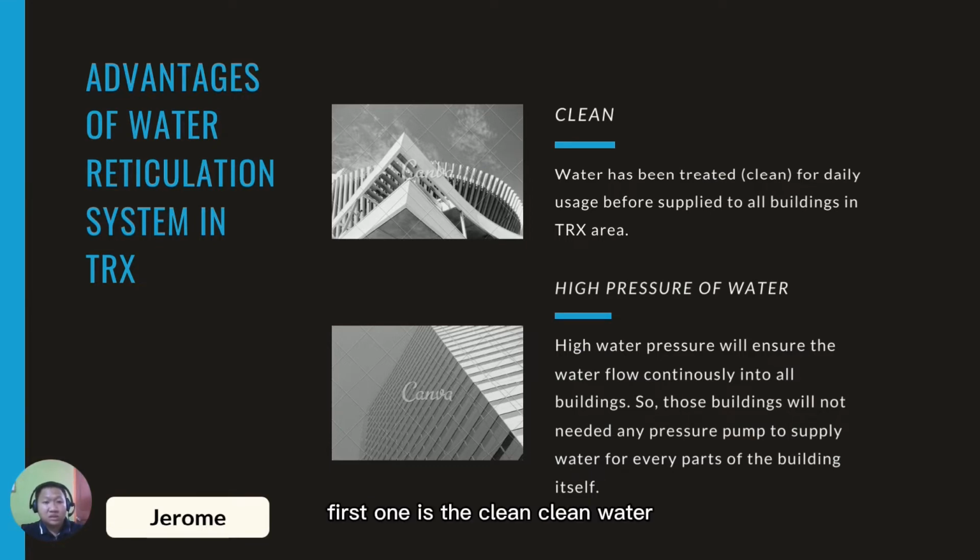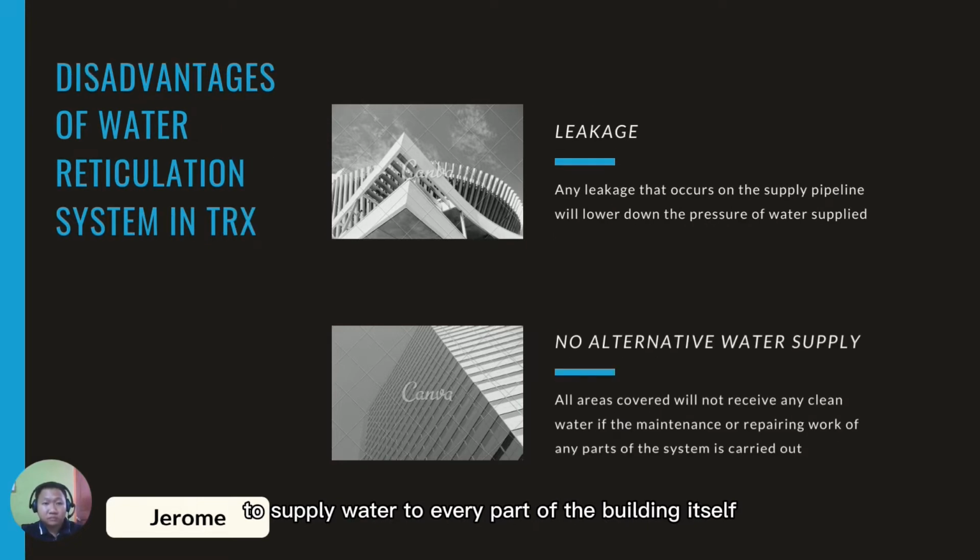Next, I will talk a bit about the advantages of the water reticulation system. First one is the clean water. It is because the water has been treated and can be used for daily usage before supplied to all buildings in the TRX area. Next one is, as we know, this project will have the high pressure water pump. So this high water pressure will ensure the water flows continuously into all buildings. So those buildings will not need any pressure pump to supply water to every part of the building itself.